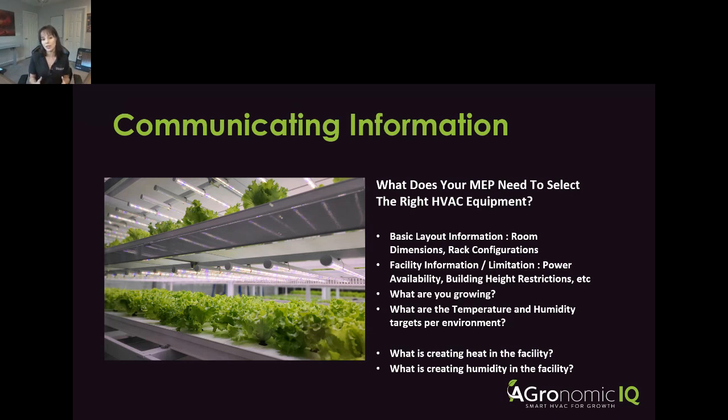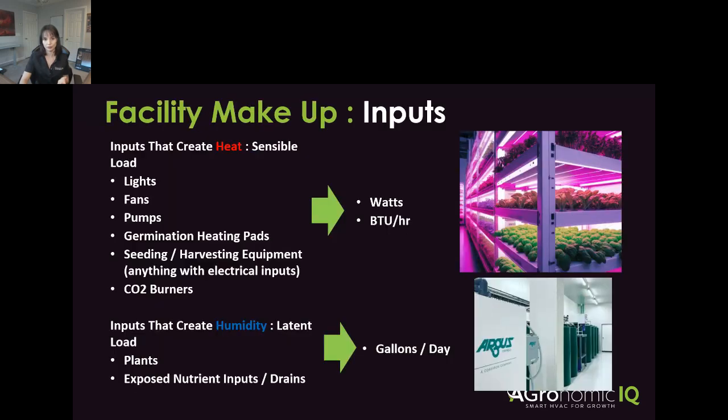So having an idea of what it is you want to grow allows us to estimate transpiration rates and gives us an accurate understanding of what temperature and humidity targets you want for your environment. And then, as we were discussing before, what is creating heat in the facility and what is creating humidity in the facility? So going back to the facility makeup, the inputs: lights, fans, pumps, things like that.